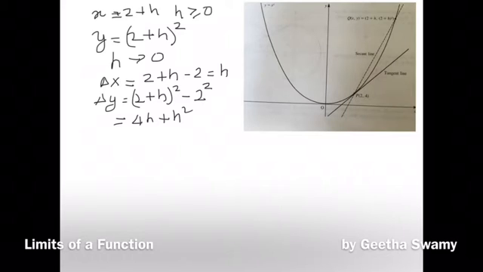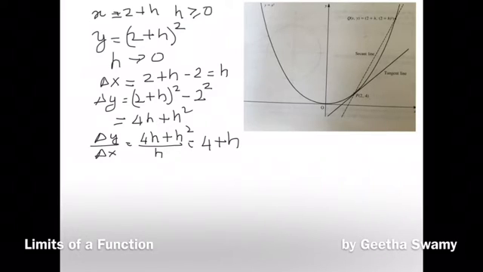Thus, the slope of the secant line PQ becomes delta y divided by delta x, which is equal to 4h plus h squared divided by h, which when simplified further becomes 4 plus h. Now listen to what I have to say carefully. The slope of the tangent line at P is defined as the limiting value of the slope of the secant line PQ as Q slides on the parabola towards P, that is, as h tends to 0.